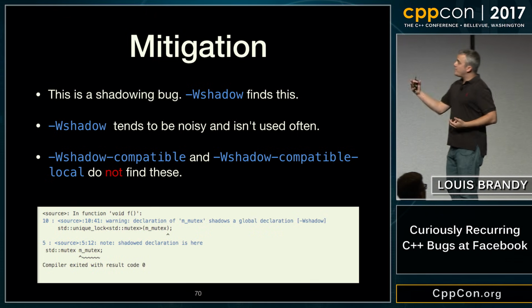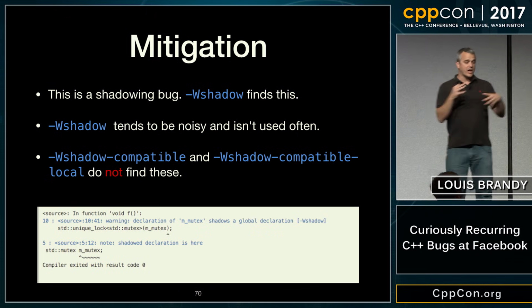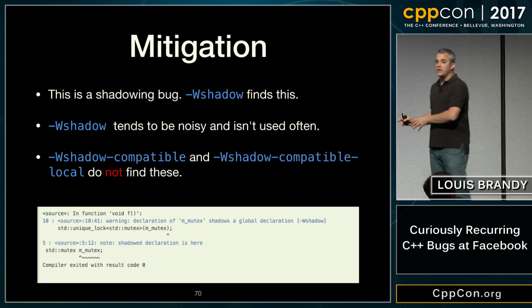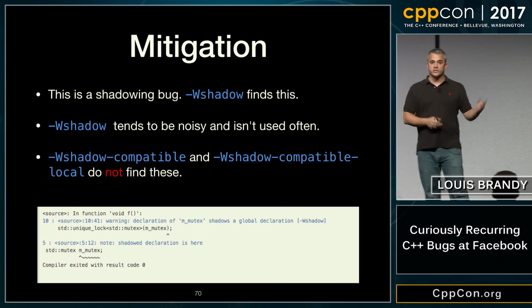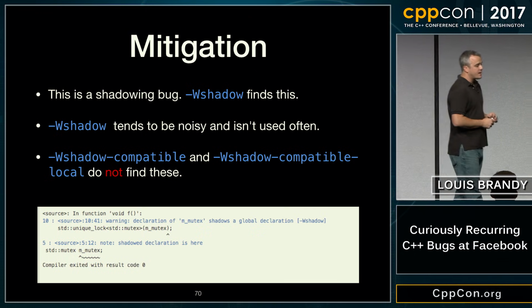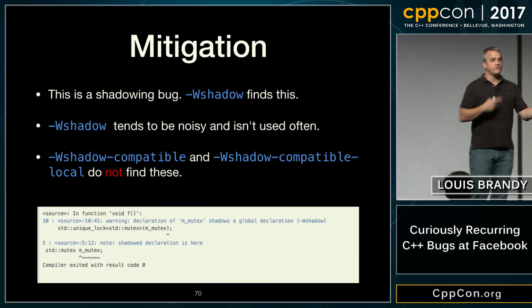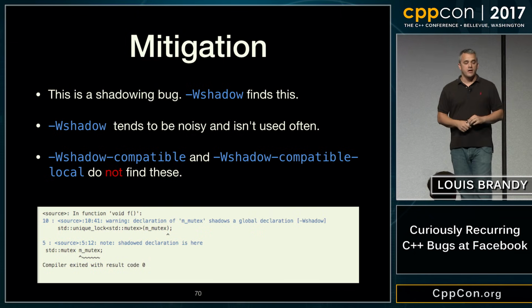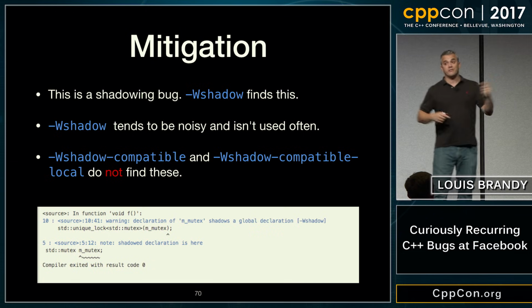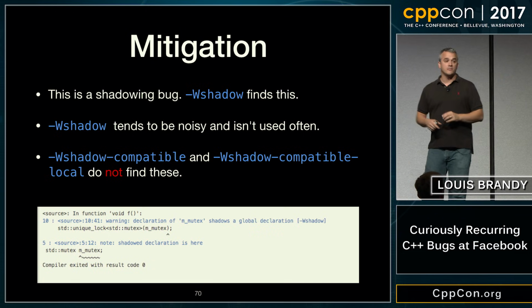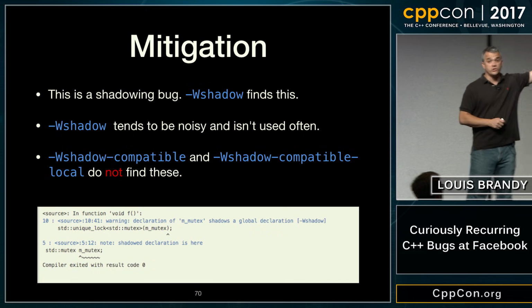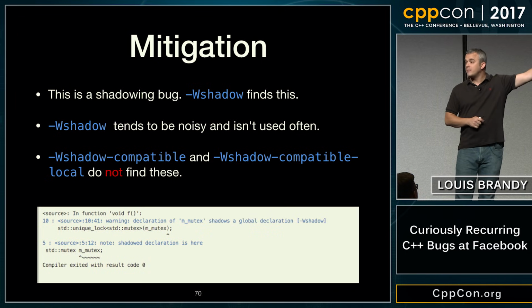There have been these hybrid flag suites. So there's shadow-compatible and shadow-compatible-local. These are meant to be much higher signal versions of -Wshadow. So shadow-compatible only will tell you about shadowing warnings if the two types are compatible with one another. And shadow-compatible-local is only if they're local in the same function and they're compatible with one another. I strongly encourage you to turn on at least -Wshadow-compatible-local.